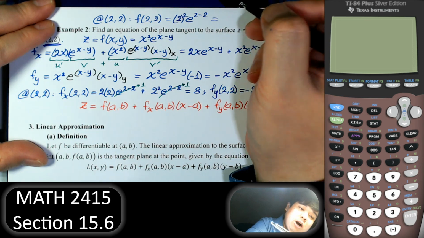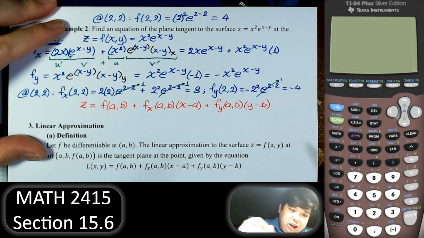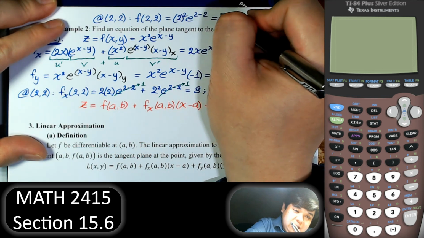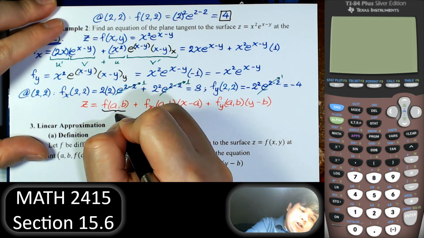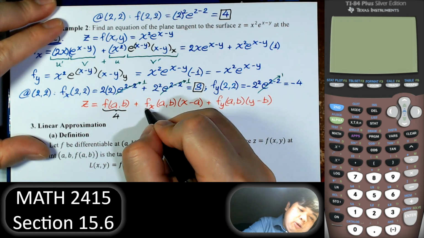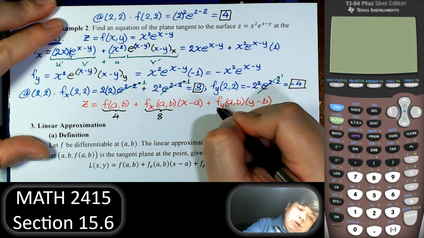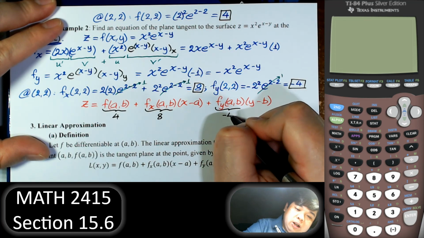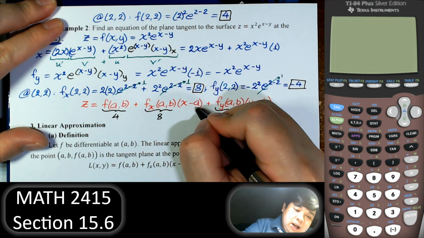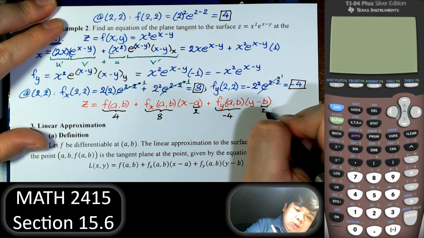And e to 0 power is 1, so that is 4. So let's see what we have. 4 here for the values of the function. 8 for partial derivative with respect to x. And -4 for partial derivative with respect to y. And a is 2 and b is 2.